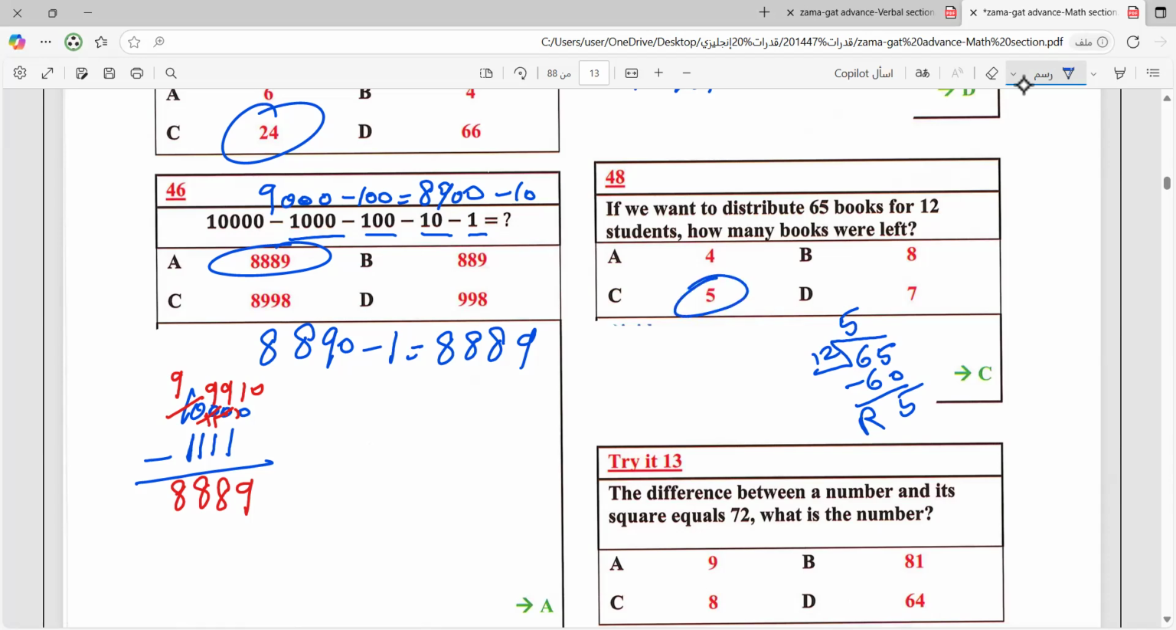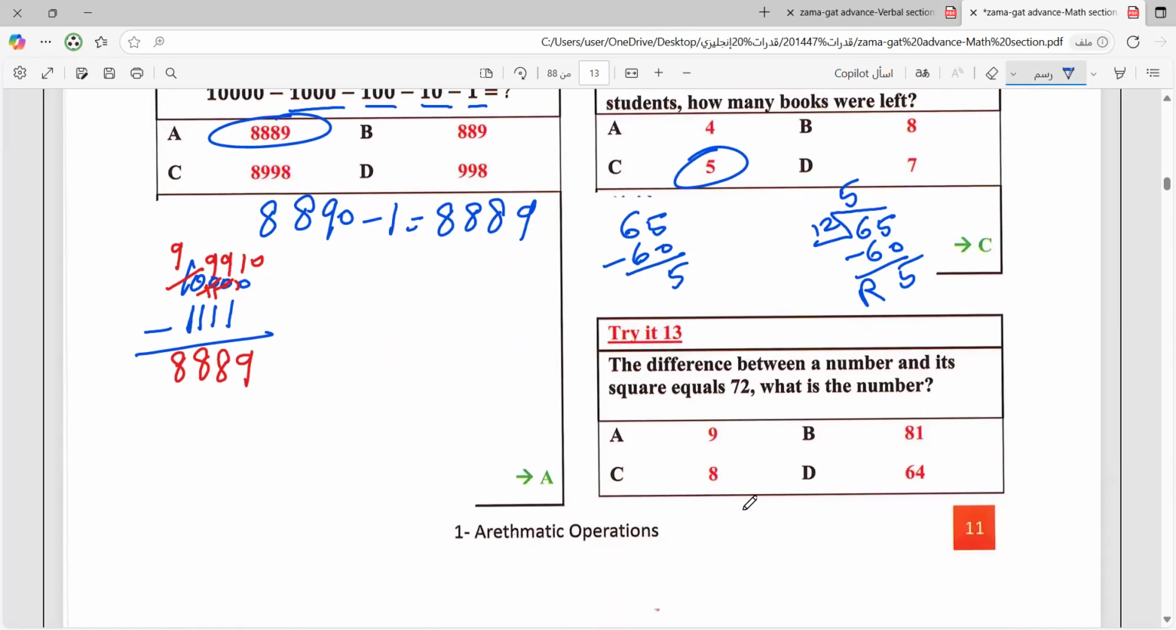Good job. Because, as Yasmin said, 12 times 5 equals 60. Then you subtract 65 minus 60, you get 5. The remainder is 5. So the books left are 5. Okay, last one for you. Continue.